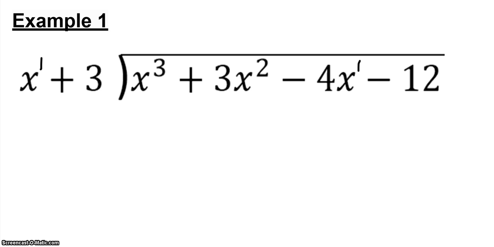Once we do that, we are set up to divide. Now here's what we're going to do. We are going to look at the first thing in our divisor and the first thing in our dividend, okay? And we're going to divide.